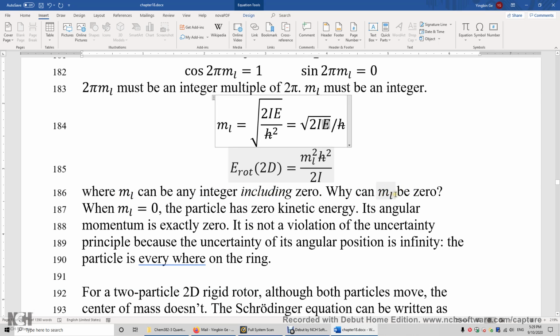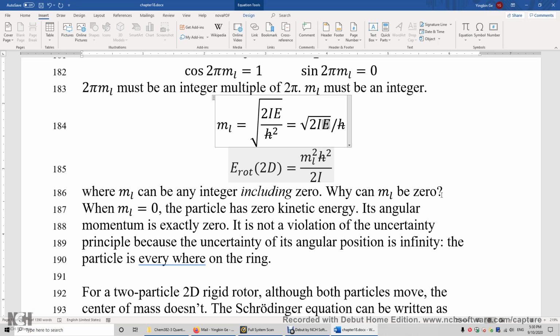Now, why can this m sub l be 0? Remember, in the particle in the one-dimensional box problem, the particle must move. But over here, this rotating particle does not have to rotate. It can have 0 kinetic energy. In that case, its angular momentum is exactly 0. It's possible to measure its angular momentum exactly. The uncertainty is 0. Is this a violation of the uncertainty principle? No, it's not.